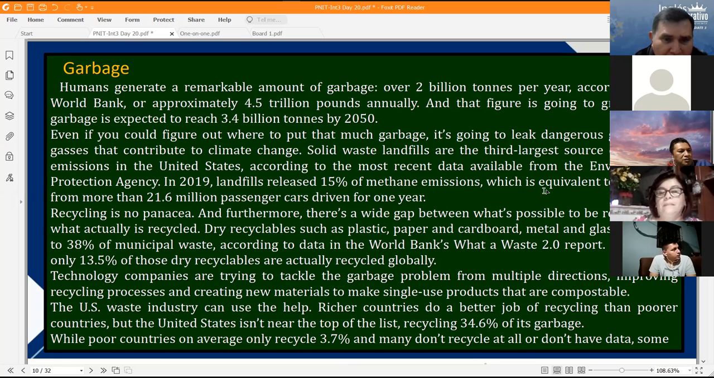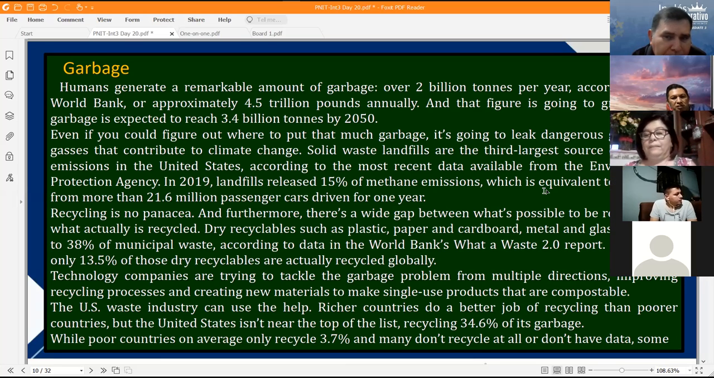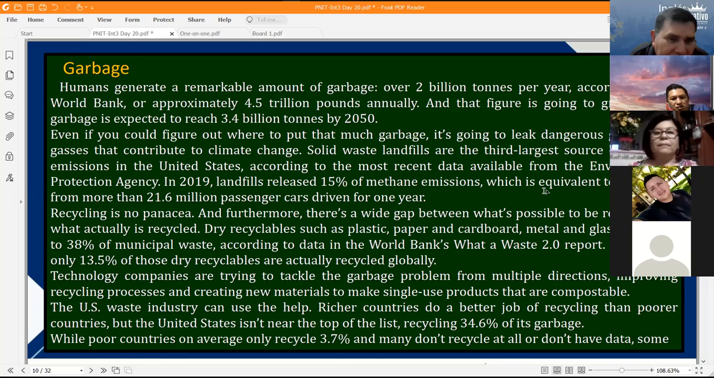And furthermore, there's a wide gap between what's possible to be recycled and what actually is recycled. Dry recyclables such as plastic, paper, and cardboard, metal, and glass are equal to 38% of municipal waste, according to data in the World Bank's What a Waste 2.0 report. Meanwhile, only 13.5% of those dry recyclables are actually recycled globally.